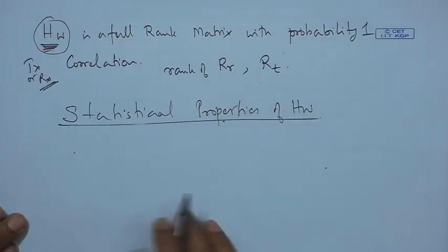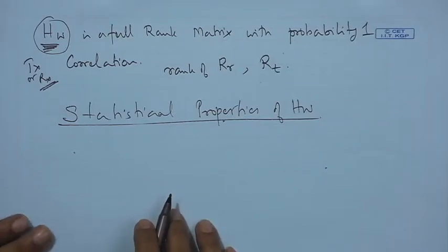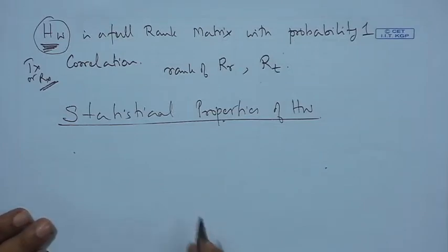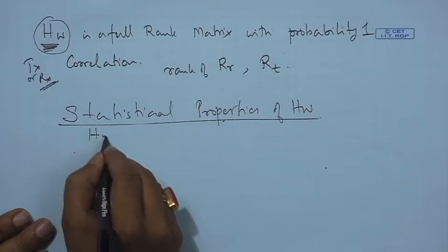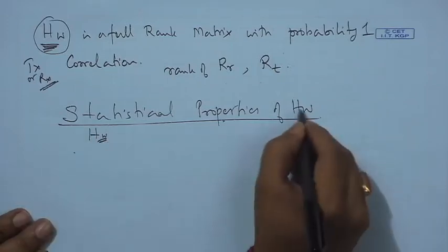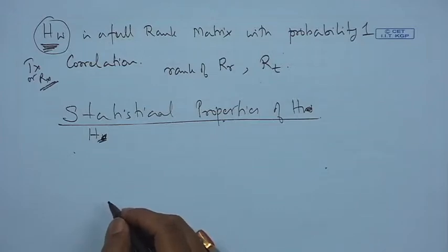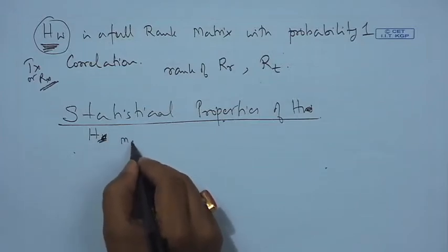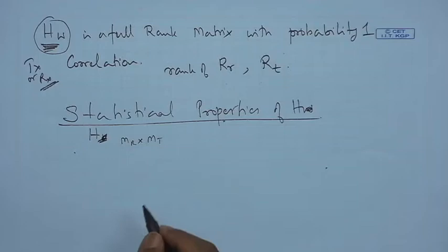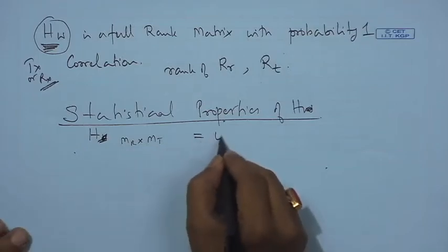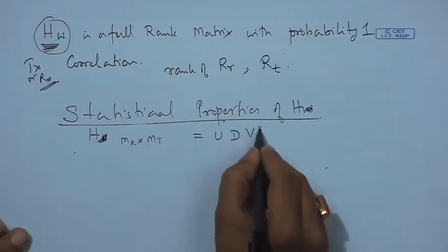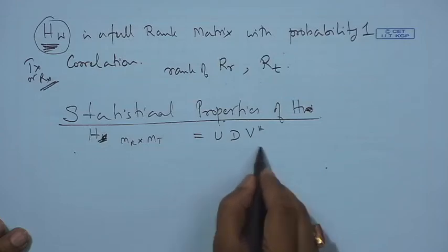This is somewhat important. We are talking about the statistical properties of H, that means the channel matrix. So, H is an MR cross MT matrix. You can break down H into U, D and V Hermitian by means of singular value decomposition.